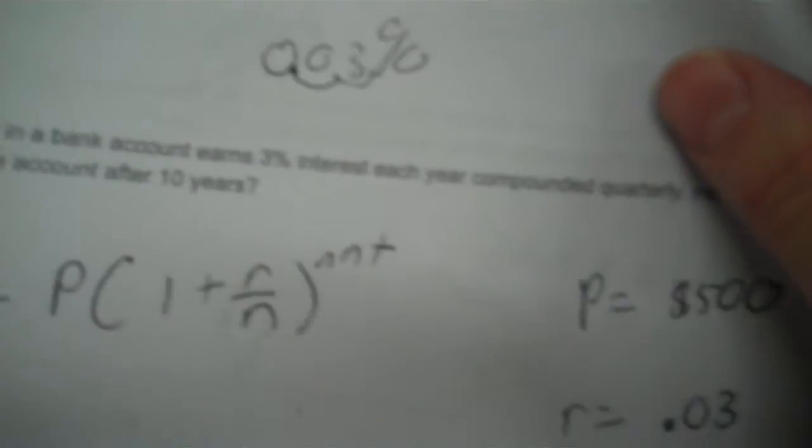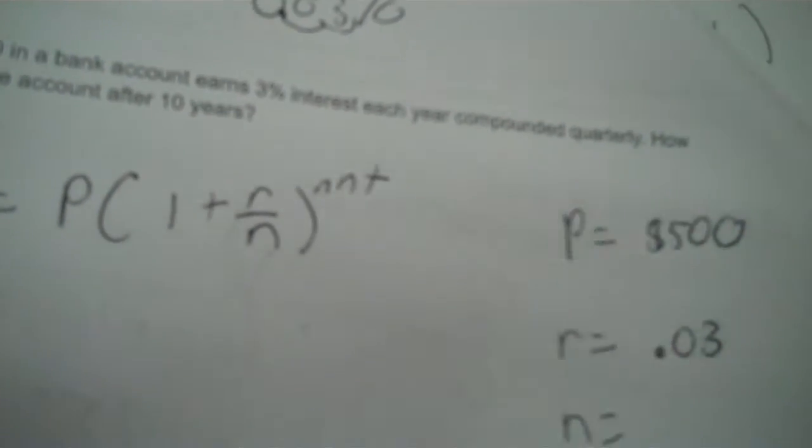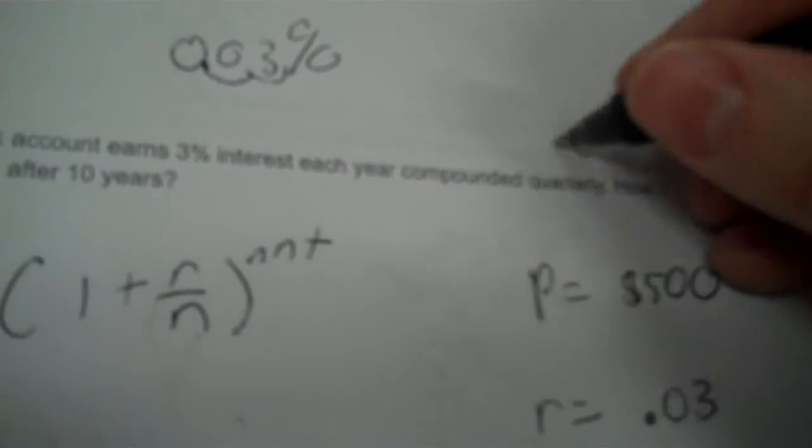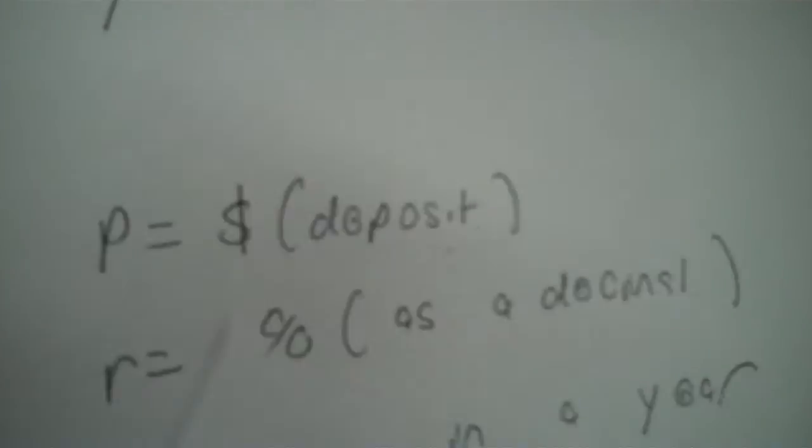Now, the N is the times in a year. Quarterly, how many quarters are there in a football game? There's 4. So N is 4 because of the quarterly. And then T is a number of years, which we have 10. Now I just put these numbers into the equation. The Y is what we're solving for.